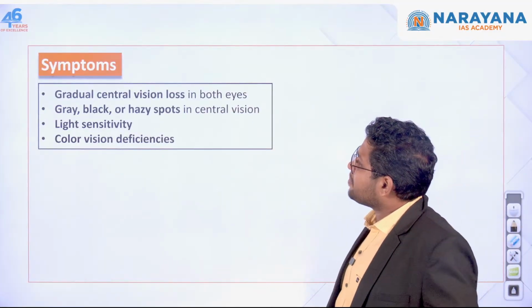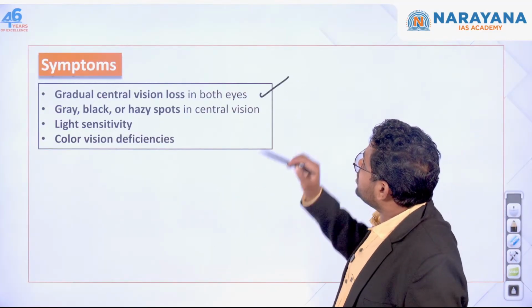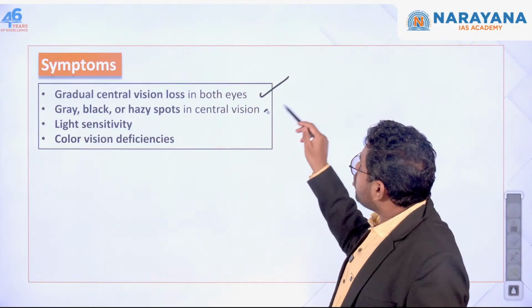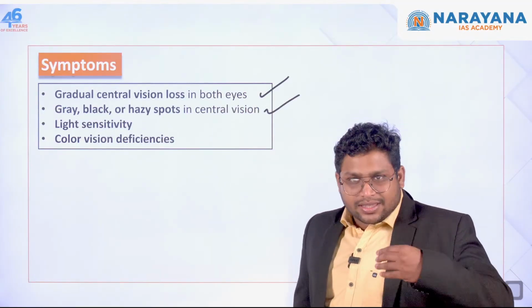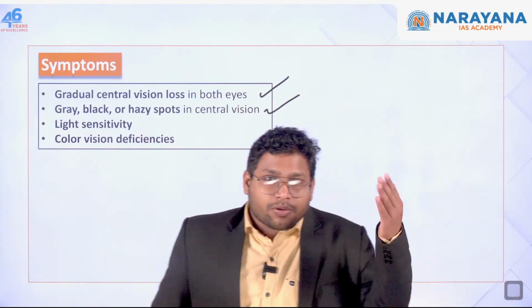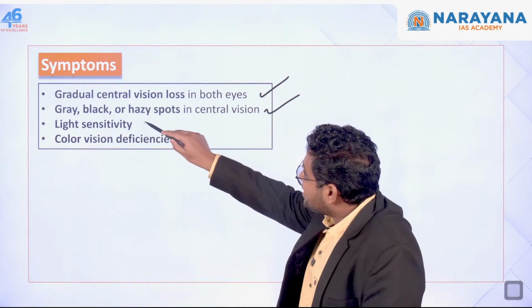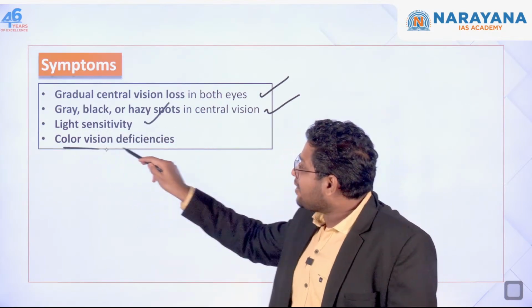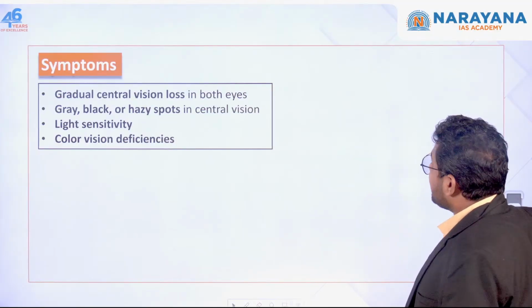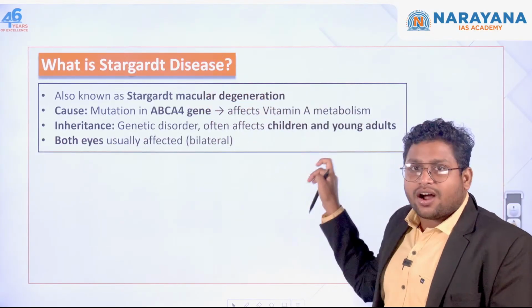So you see these symptoms: gradual central vision loss in both eyes, gray, black or hazy spots in the central region. There is light sensitivity also. You must have observed some people have a problem with light. So that light sensitivity will be there, and color vision deficiencies will be there. So all these symptoms you will see in case of Stargardt disease.